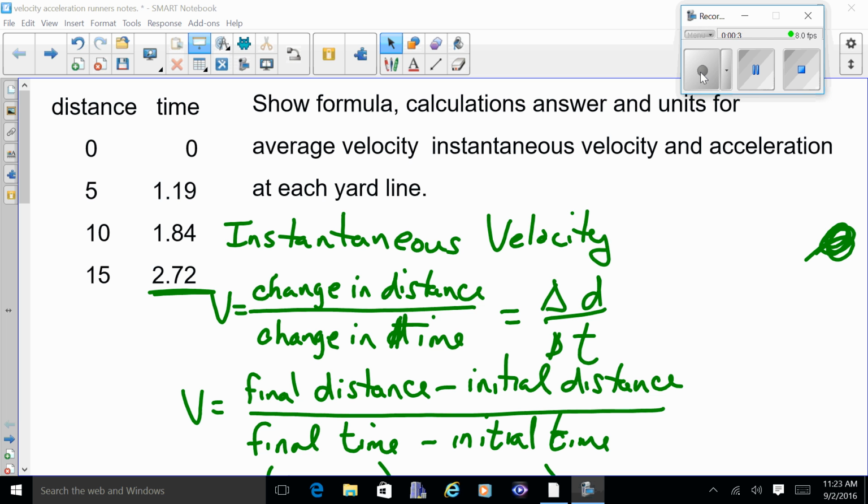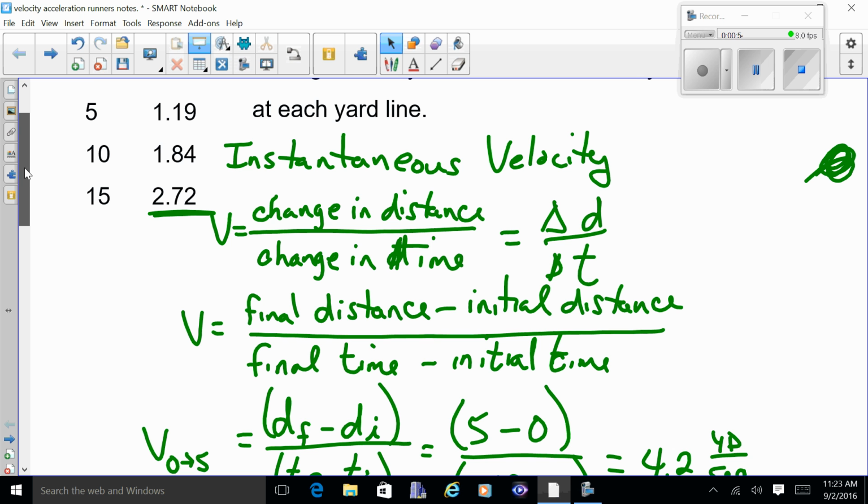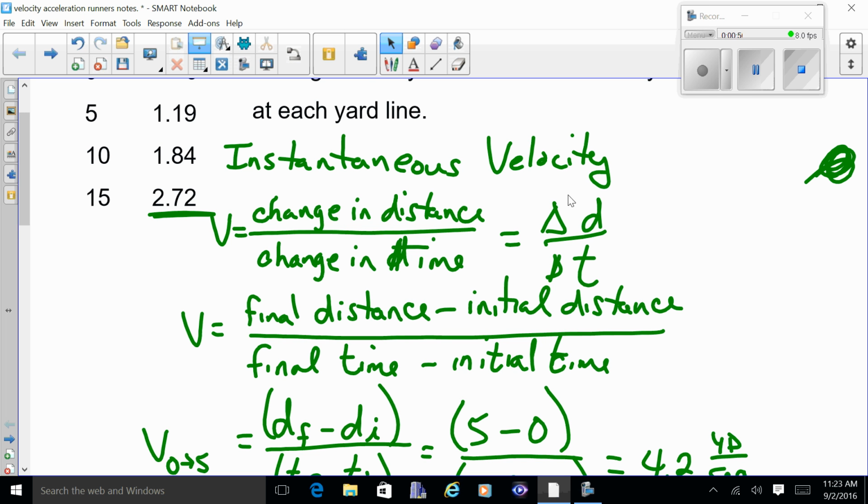And we already did instantaneous velocity. The formula for that, as you saw here, was change in distance over change in time. We used these little deltas, these triangles here, to signify change. But the way you did it in a formula was to get the change in distance, you take the final distance you went minus the initial distance you went, and then divide that by the final time minus the initial time. And so that's what we did.